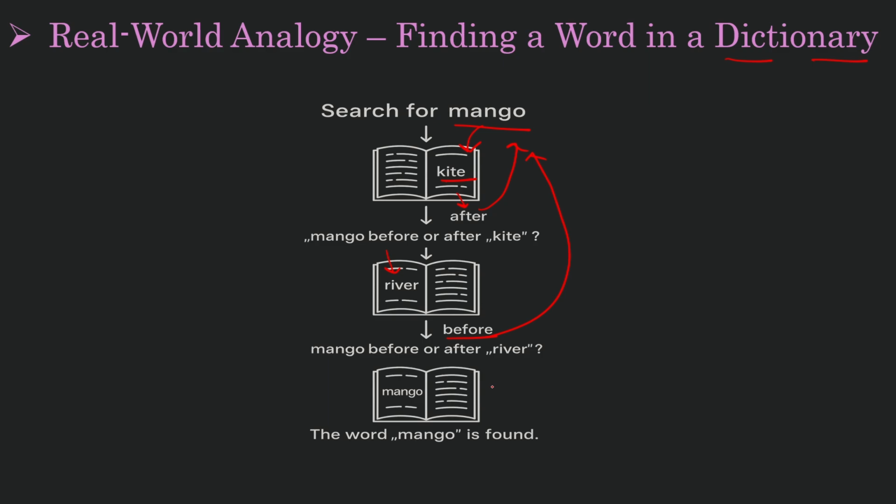You repeat this process, each time opening to the middle of the remaining section and deciding whether mango is before or after the middle word. With each step, you cut the number of pages you need to check in half. After just a few steps, you narrow it down to the page with mango. This is exactly how binary search works. It keeps dividing the sorted list in half, discarding the half where the target can't be, until it finds the target or determines it's not in the list. This halving process makes it incredibly efficient.